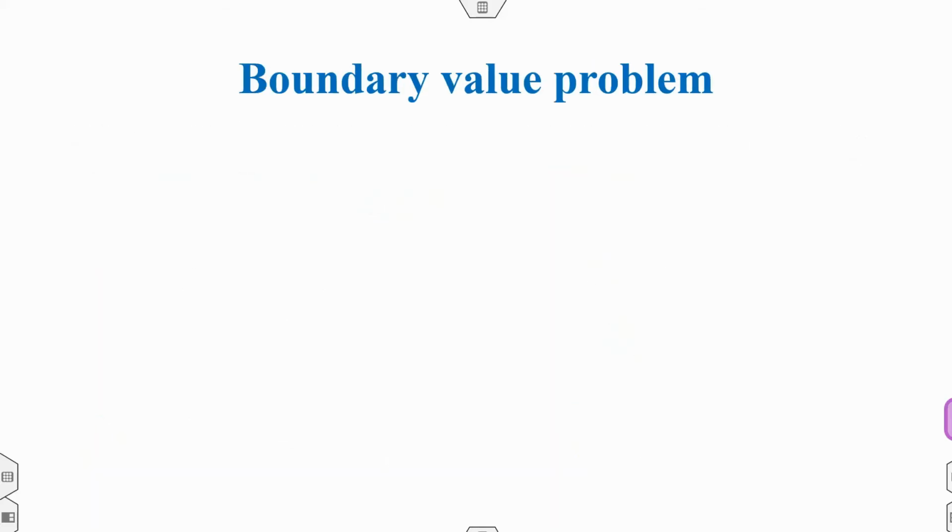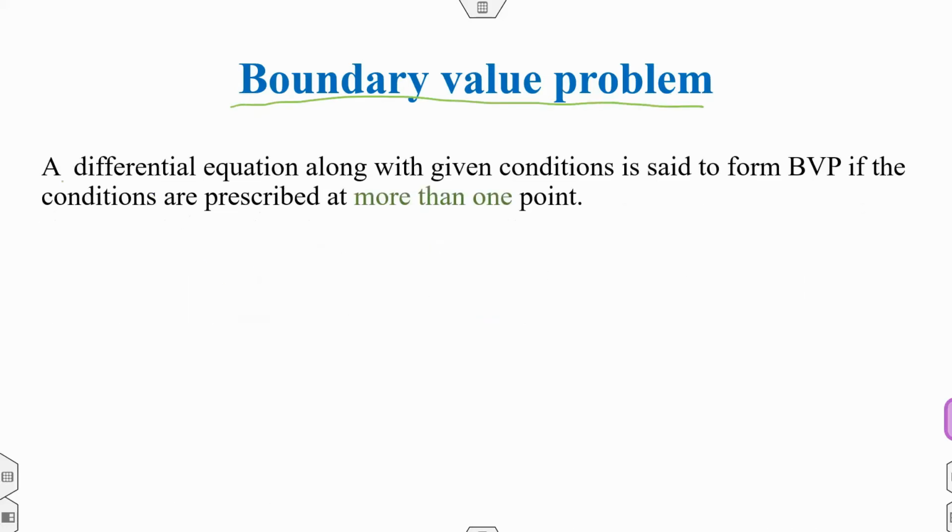Now let us look at another terminology, that is the boundary value problem. What is a boundary value problem? A differential equation along with the given conditions is said to be a boundary value problem, BVP for short, if the conditions are prescribed at more than one point. So let us see what this means.